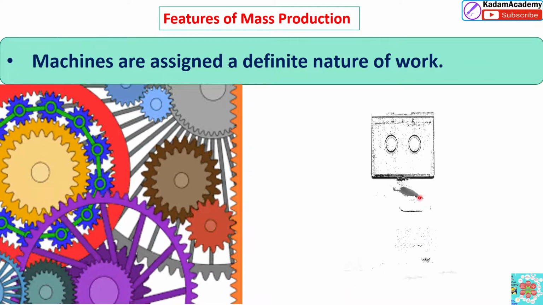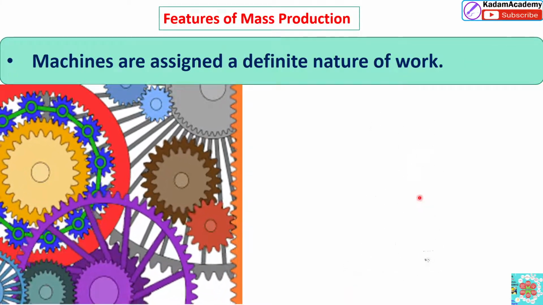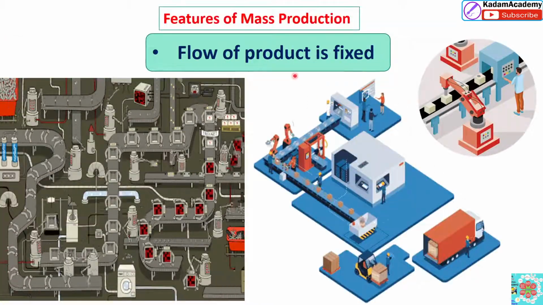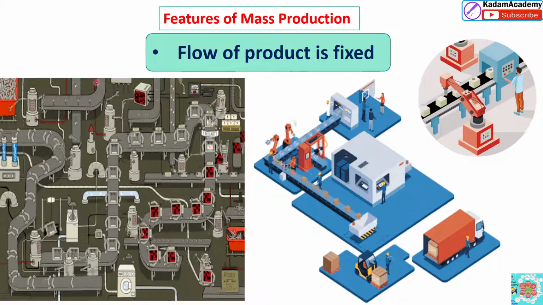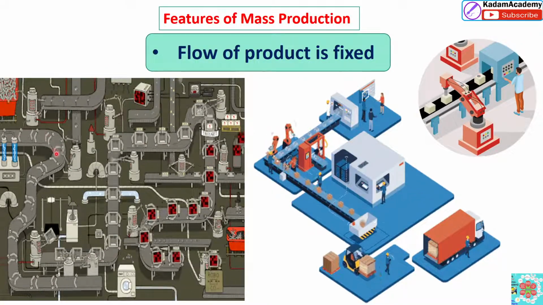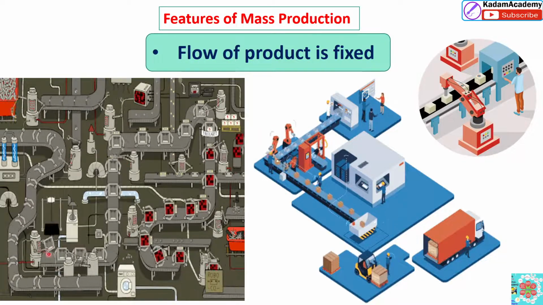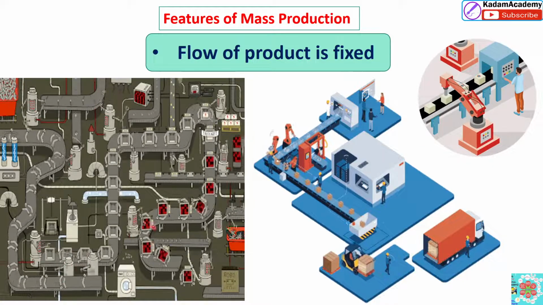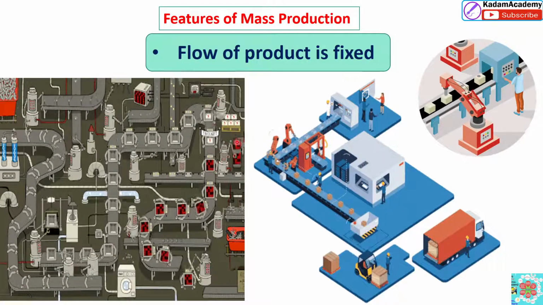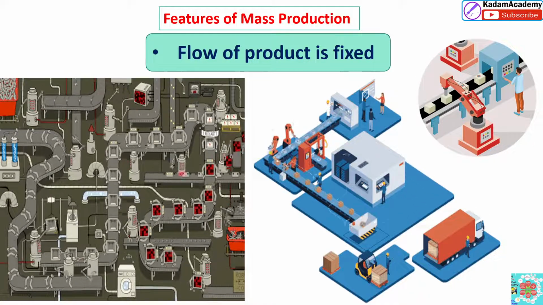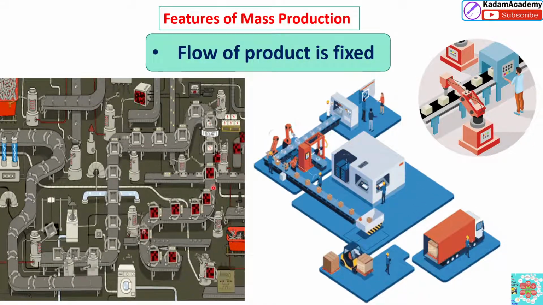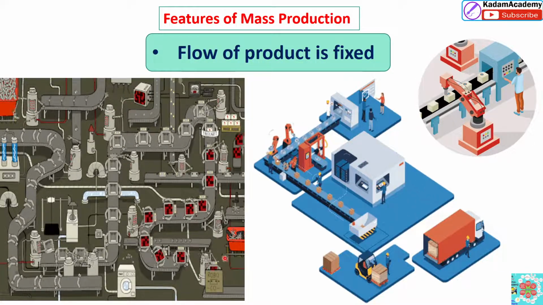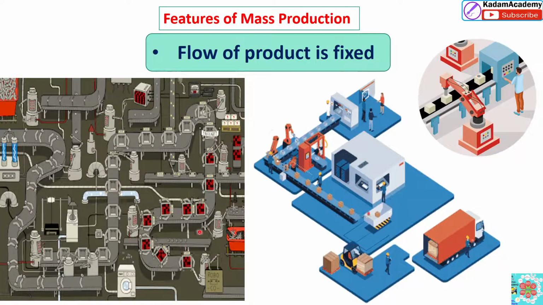Machines are used in this production. Machines are assigned a definite nature of work, and the flow of product is fixed. You can visualize here: different parts of the product are manufactured here, and these parts come to here, and here is the assembly of this part. We come to this side, and another part is attached by a robot. So different parts are attached to this, and they are packed here.